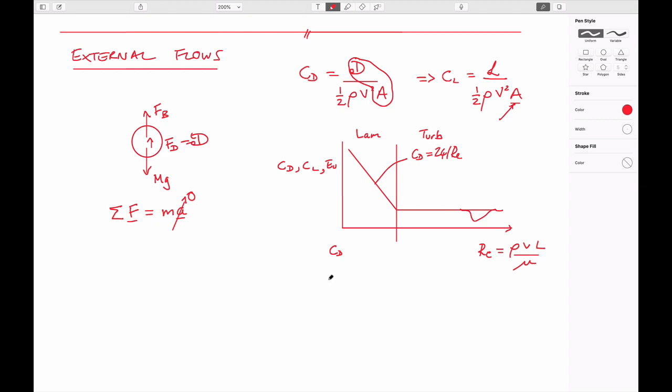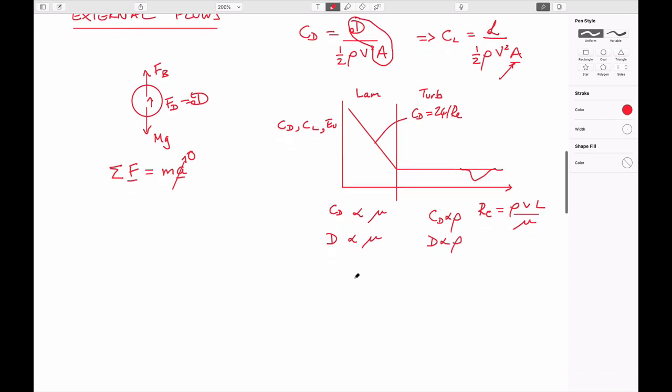Coefficient of drag and drag force is proportional to viscosity, because it's proportional to Reynolds number in this case, inversely proportional, I guess. And the drag force also is proportional to viscosity. And in this regime, the coefficient of drag is proportional to density only, and the drag force is proportional to density. And really the reasons for that are, I'm not sure whether we went through it in this particular class or whether it was in the recordings.